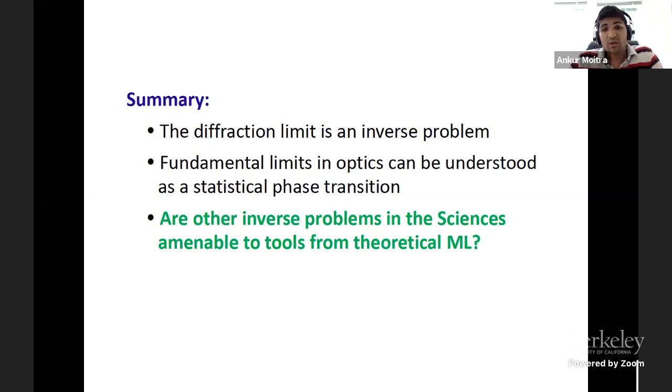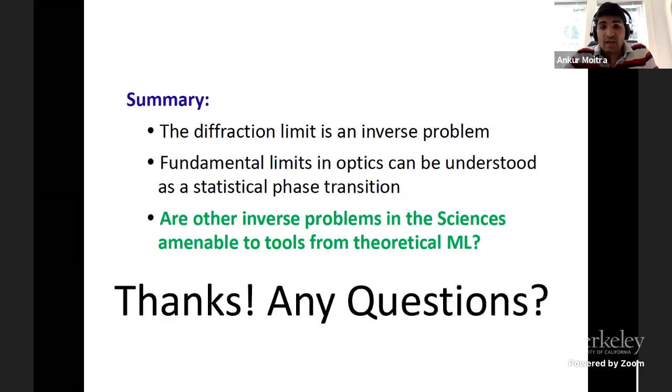And even though there were so many heuristic arguments for the existence of a diffraction limit, I think there's huge value in trying to put these on some rigorous foundations to understand fundamental limits in optics, particularly as a statistical phase transition, because I think statistical considerations aren't always things that arise in these debates. And I'd love to see other people try and solve inverse problems in the sciences, which might be amenable to other tools from theoretical machine learning, some of the types of things that I've discussed in this tutorial. So thanks very much, and happy to take any questions you guys might have.